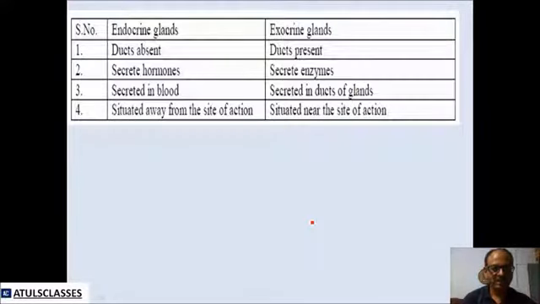So we have endocrine glands as well as exocrine glands. In endocrine glands, the ducts are absent. Directly the secretions are poured into the blood. But lacrimal glands, sweat glands, and salivary glands pour their secretions into ducts, so they are duct glands. Endocrine glands are ductless glands.